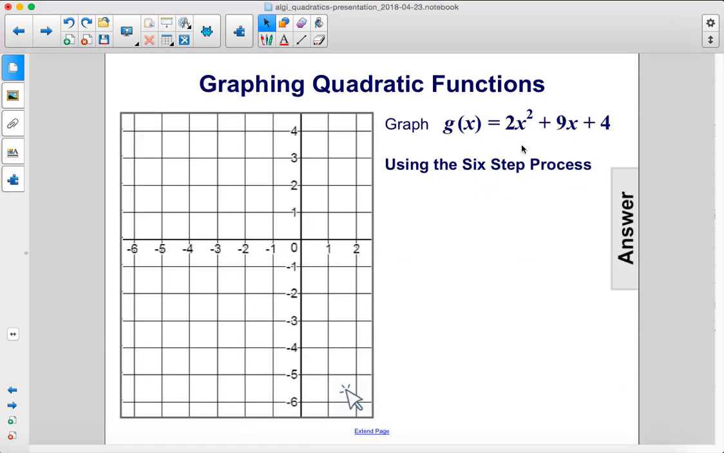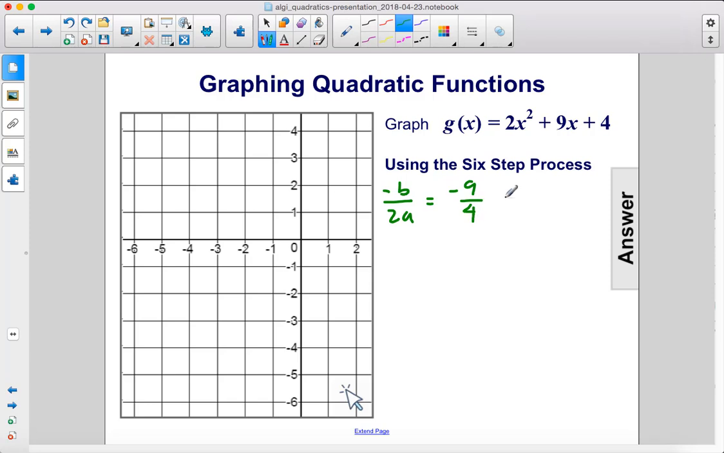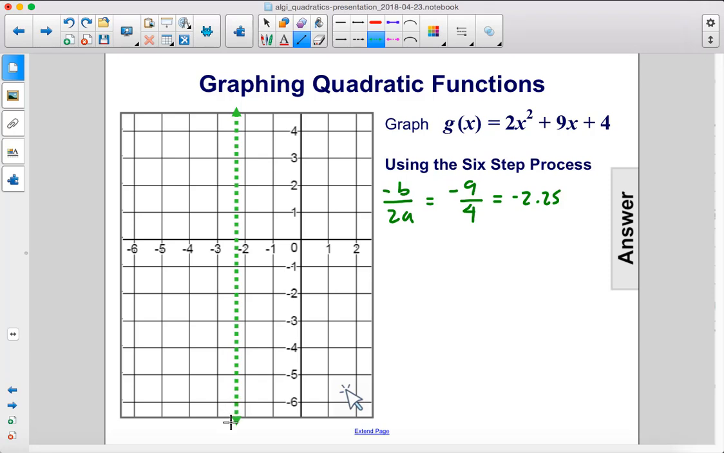Graph g of x equals 2x squared plus 9x plus 4 using the 6-step process. All right, so we know that -b over 2a is the axis of symmetry, so that's -9 over 4, which equals -2.25. So I'm going to draw a dotted line at -2.25, which is here. All right, moving on. The vertex is going to be at -2.25 and a y-coordinate that we solve for by plugging this value into the function.